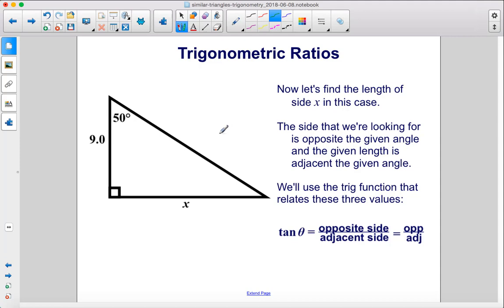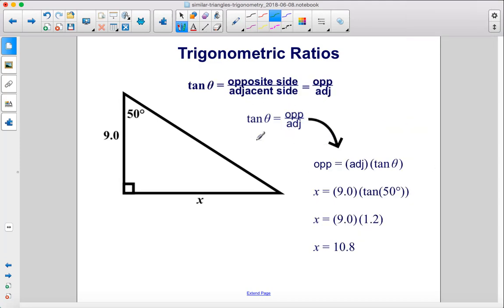Now let's find the length of side x in this case. The side that we're looking for is opposite the given angle, and the given length is adjacent to the given angle. We'll use the trig function that relates these three values. All right, so when we're dealing with opposite and adjacent, that's tan. Using our mnemonic device, SOHCAHTOA, we can use the TOA portion, which is tangent is opposite over adjacent. All right, so we have the ratio here, tan theta equals opposite over adjacent.